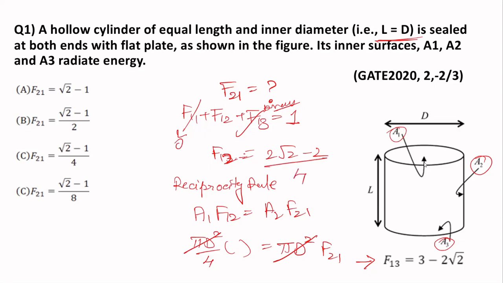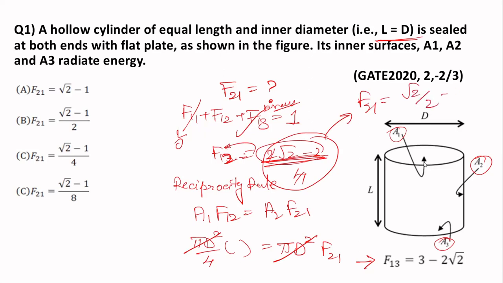So this is F21 now, F12 by 4. F12 is only this particular term, so this will be root 2 by 2 minus 1, or 1 by 2, which is option B. So the answer is B. Alright, let's move to the next question.